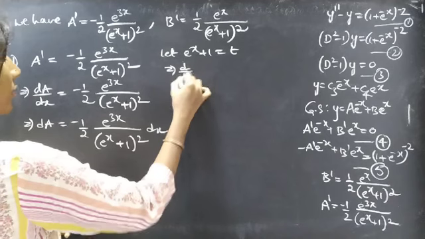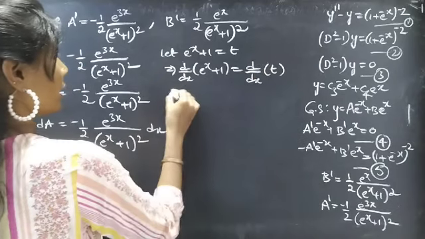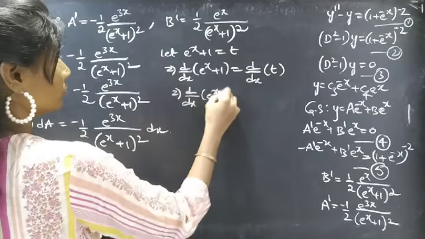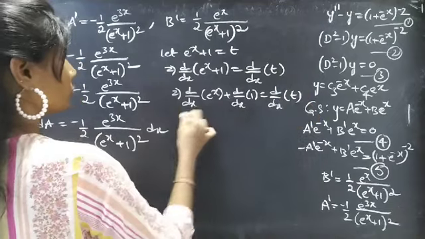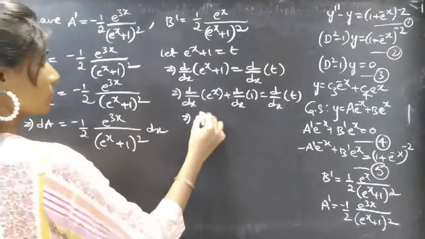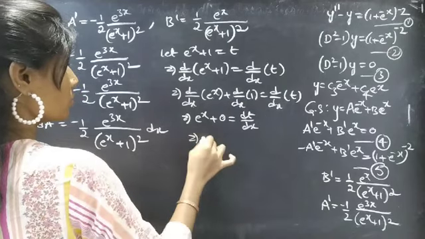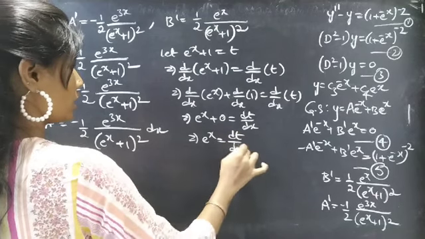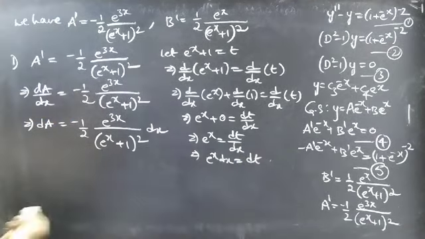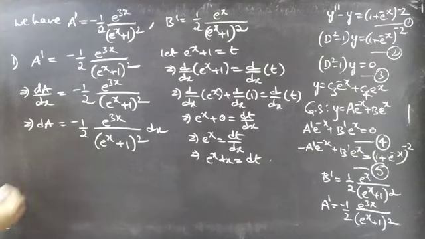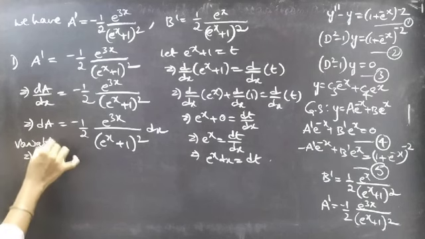Now differentiate on both sides with respect to x. We'll get the derivative of e power x with respect to x is e power x, plus the derivative of a constant with respect to x is 0, equal to the derivative of t with respect to x. From this we'll get e power x equals dt by dx. Now just bring this differential dx to LHS, then we'll get e power x dx equals dt, right? Then since the variables are separable, we can perform integration.